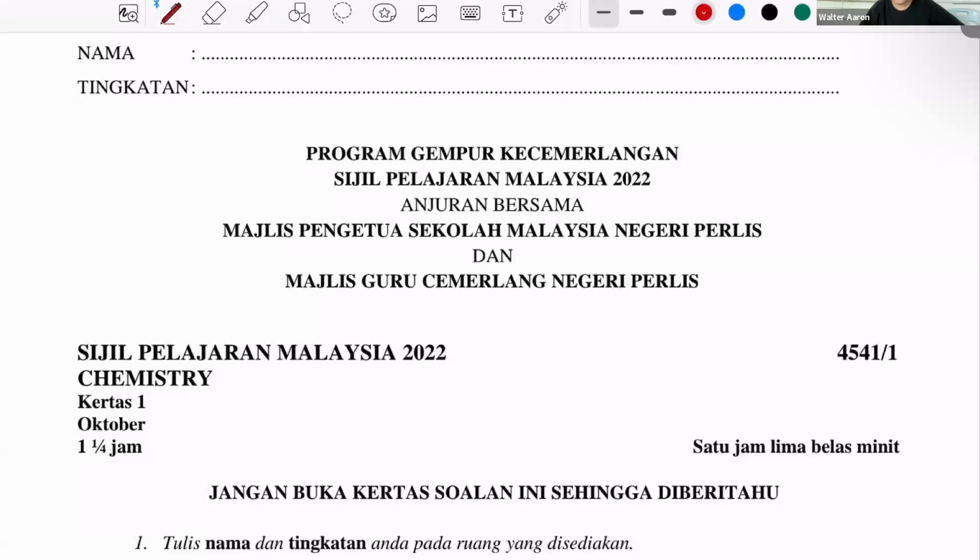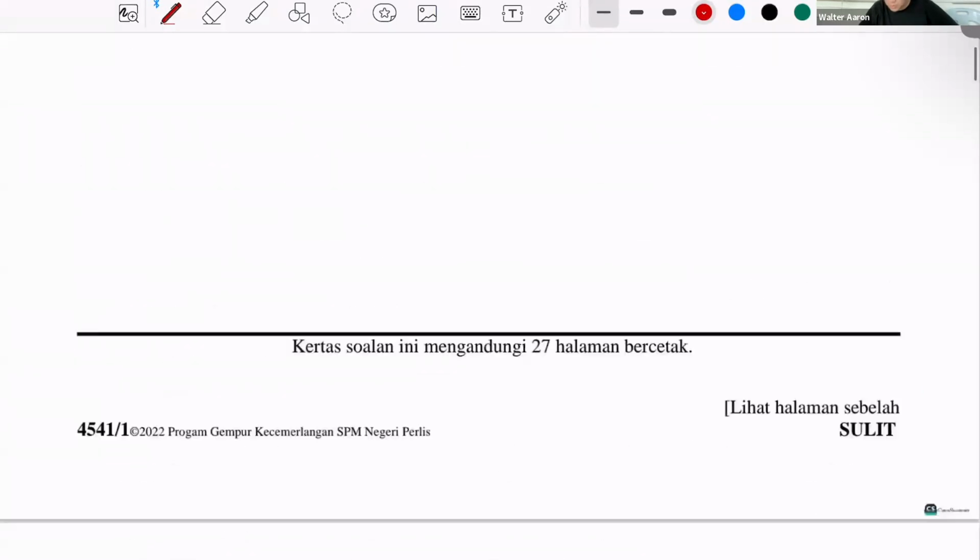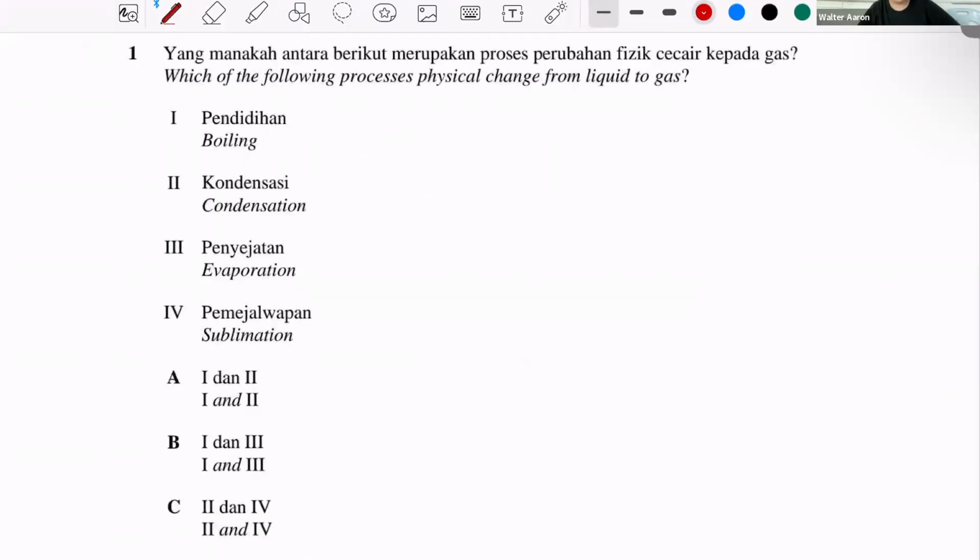Hello guys, so this is the Perlis past trial paper for year 2022 for the chemistry paper 1. Without further ado, let's take a look at the questions together. So the first question here: which of the following processes is a physical change from liquid to gas?